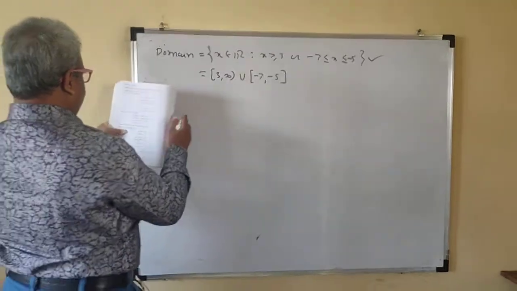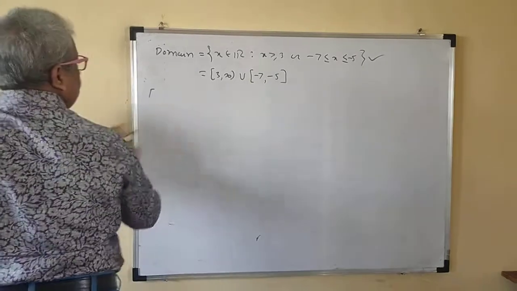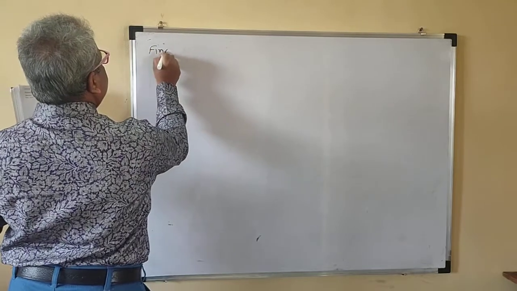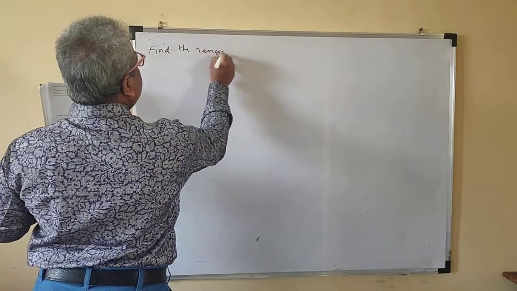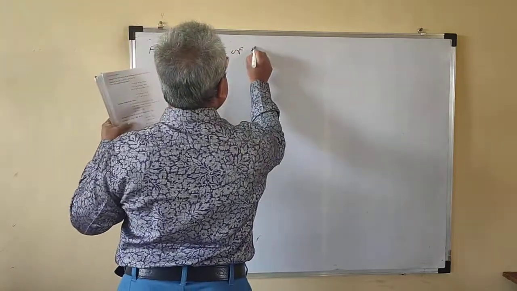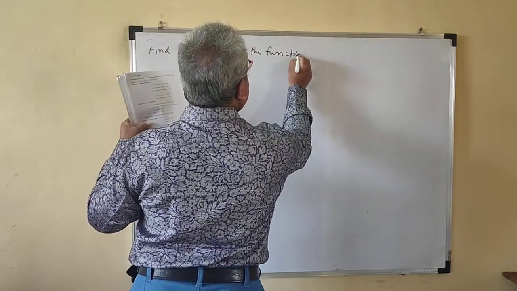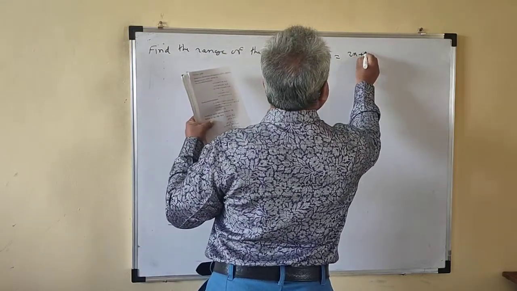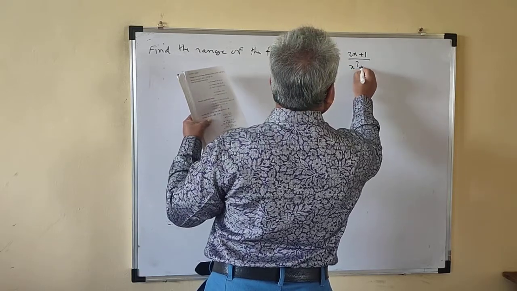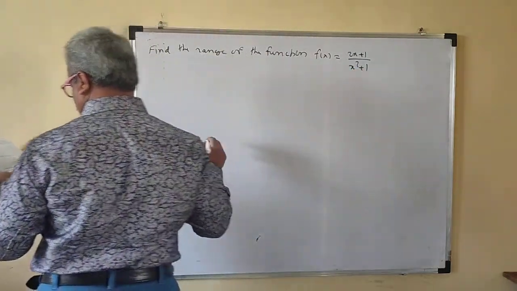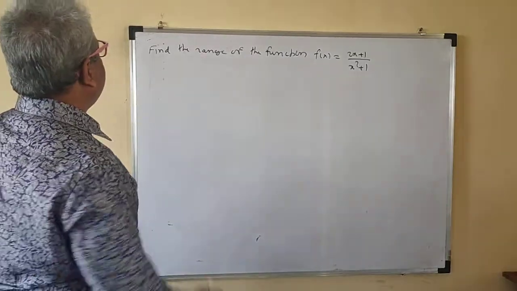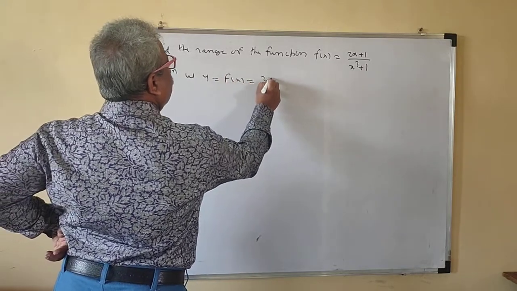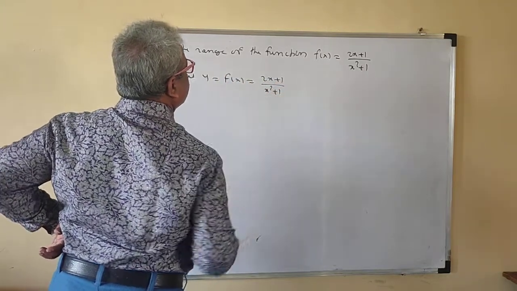Now we'll take the next one. Find the range of the function f of x is equal to 2x plus 1 upon x square plus 1. Solution: let y is equal to f of x is equal to 2x plus 1 upon x square plus 1.